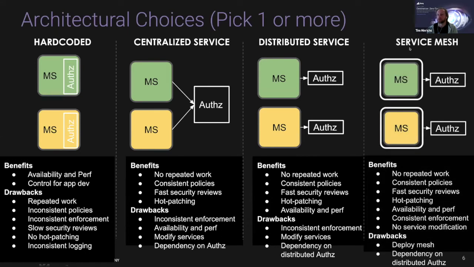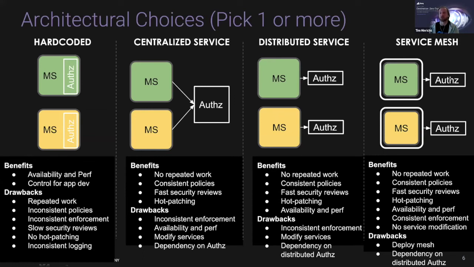Let's look at one final option here, and that is the service mesh. The way that the service mesh works is that you've got basically a network proxy running on each of the microservices. That network proxy is responsible for receiving and sending all of the API calls to and from the microservice. And so what you can do is integrate that microservice with that distributed authorization service. In so doing, you eliminate a lot of the drawbacks that we've seen in the previous option. Certainly here you've got one place to implement policies, so there's no repeated work. The policies are consistent. Security reviews are fast, and you can hot patch pretty straightforwardly.